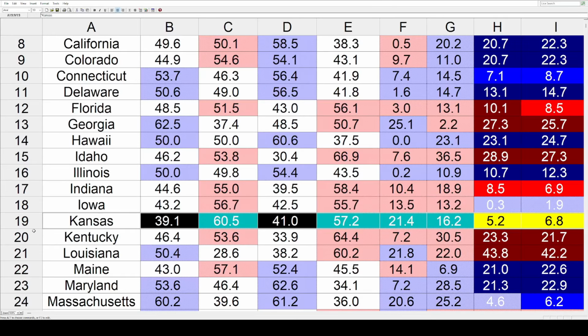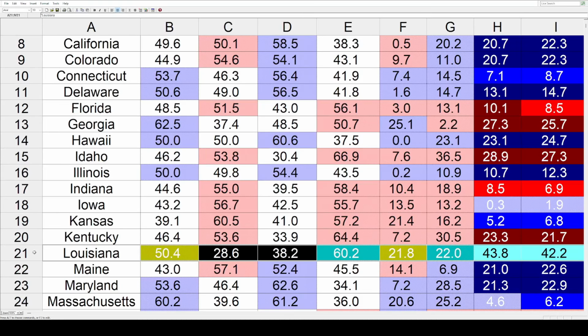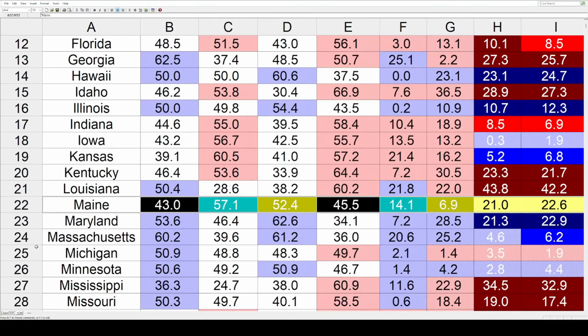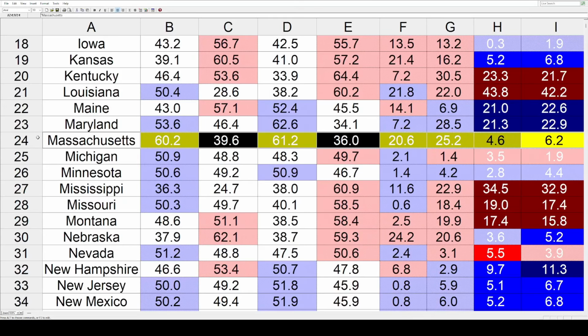Kansas a little more than that at 6.8. Kentucky redder at a big 21.7. Louisiana redder at a huge 42.2. Then some big blue trends in Maine at 22.6, Maryland 22.9, and Massachusetts, Kennedy's home state, a milder 6.2.